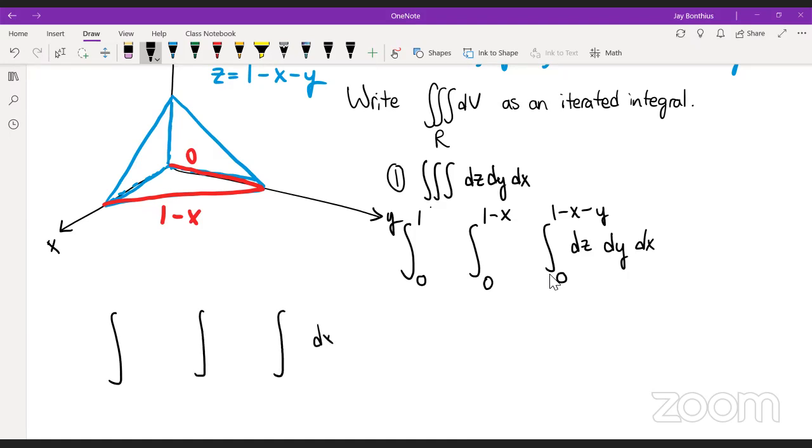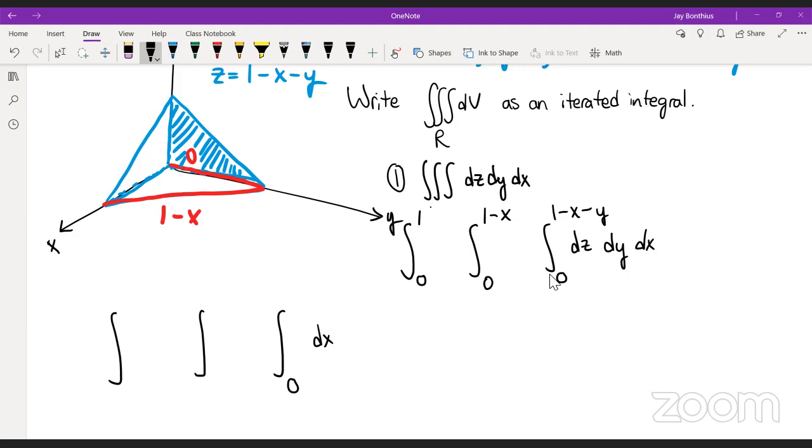Okay, so for dx, we're going to go from the lower bound on x in terms of y and z. What's the lower bound on x in terms of y and z? Well, if you look back here, the lower bound on x would be the back end of this plane. That's the lower bound on x. And what is that given by? x equals 0.